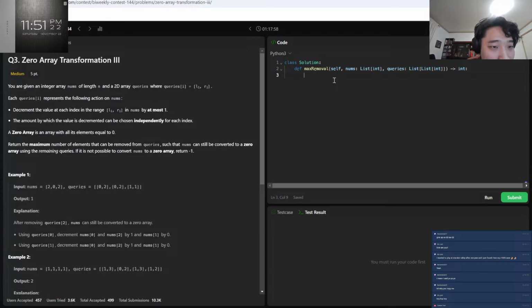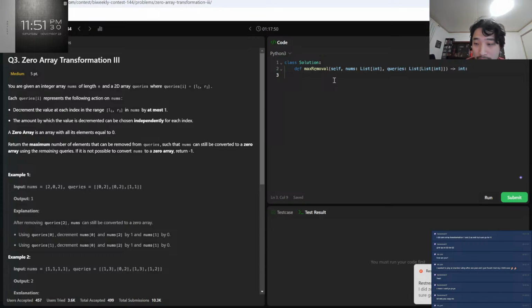Decrement the value of each index in the range by at most 1. The amount by which the value is decremented can be chosen independently for each index. CF. I did Zero Array Transformation 1. Oh, really? Well, sure, go for it.